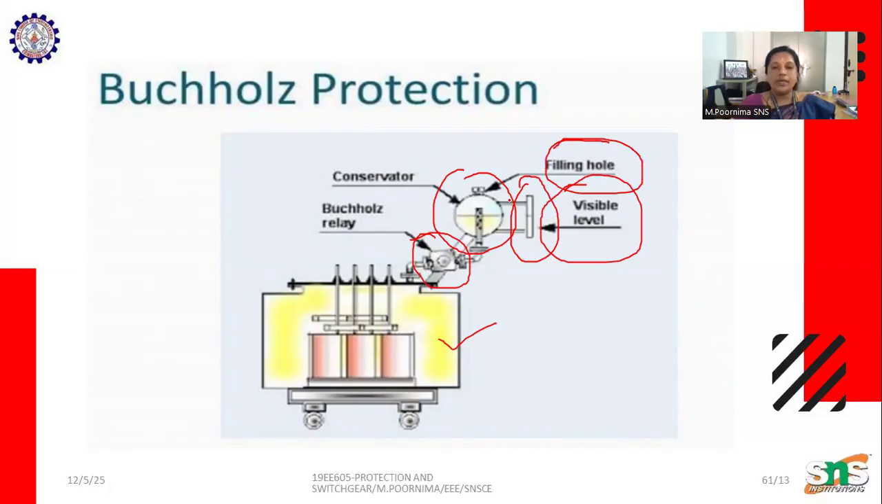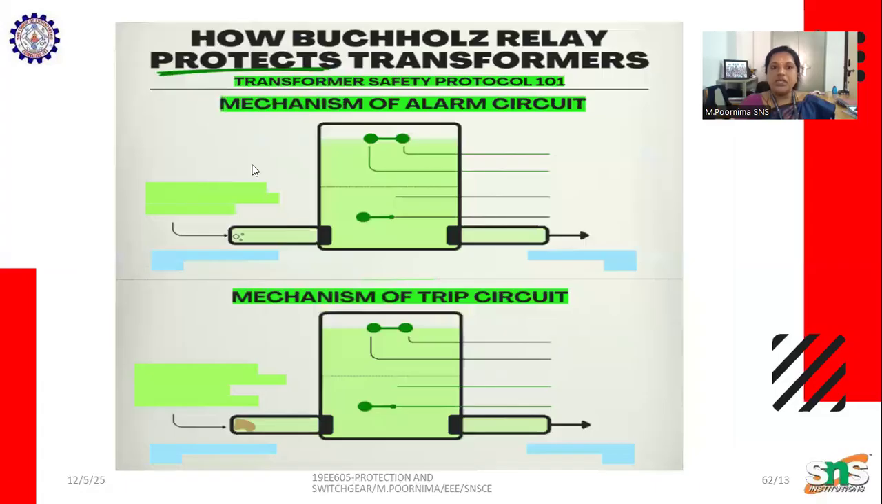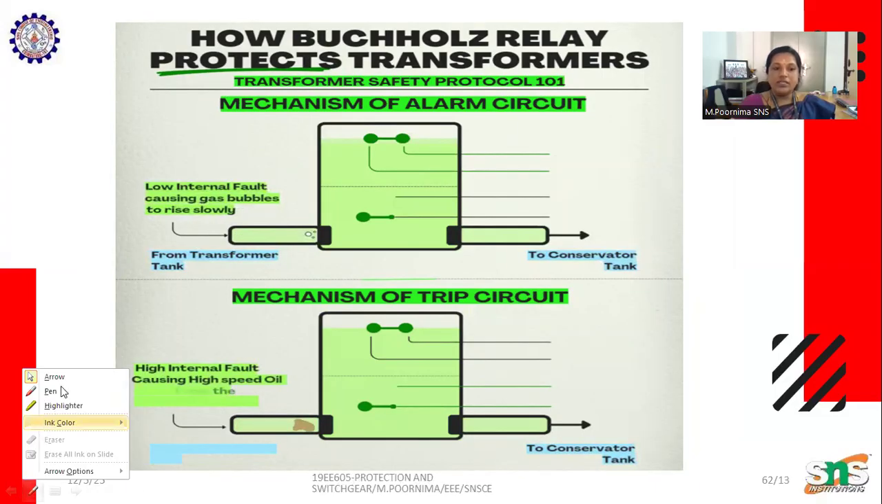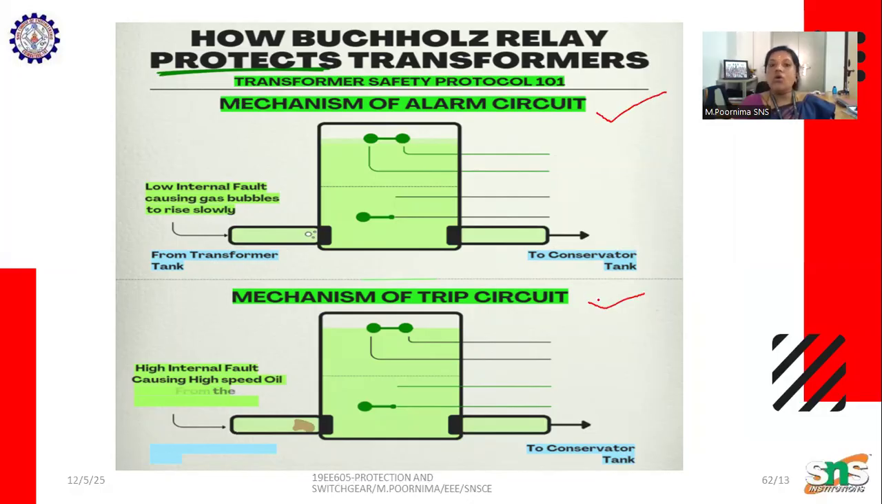Now we can see a small animated video about Buchholz protection, showing how the transformer is protected. Here we have two types of mechanism. One is the mechanism of alarm, the other is the mechanism of the tripping circuit. First we can see the mechanism of alarm.